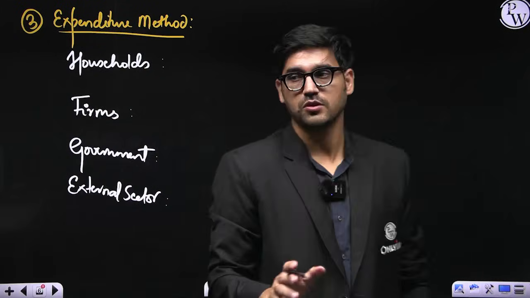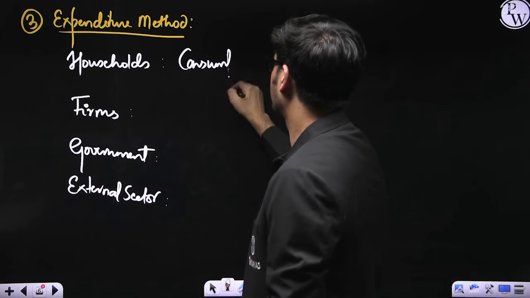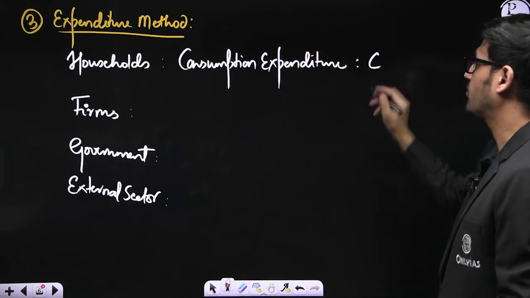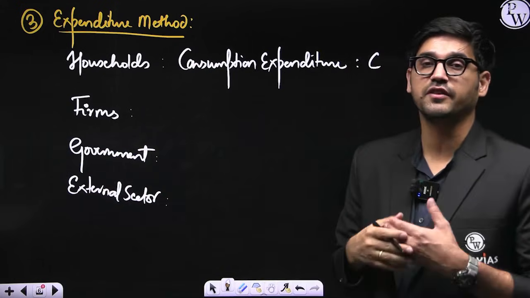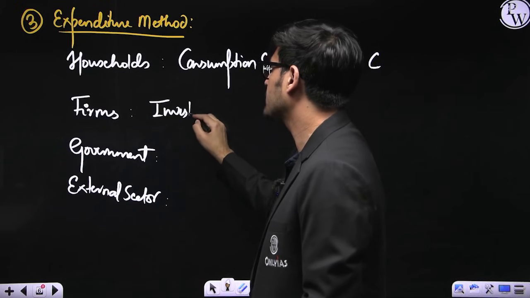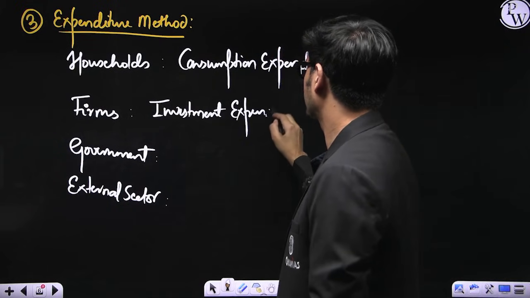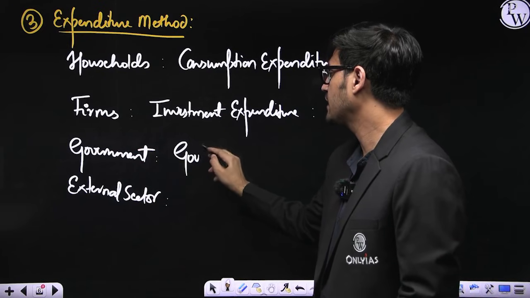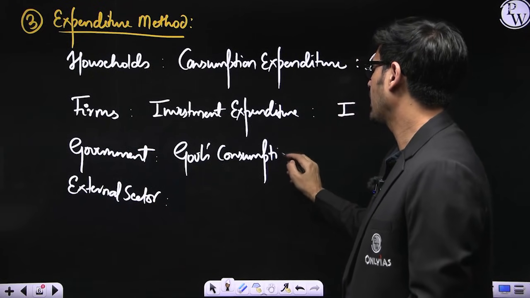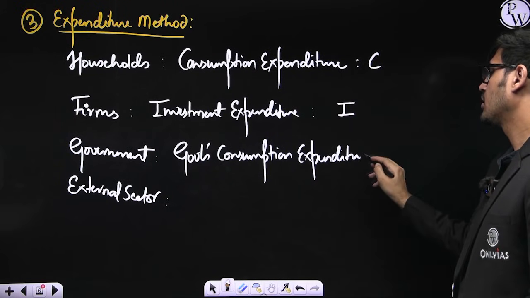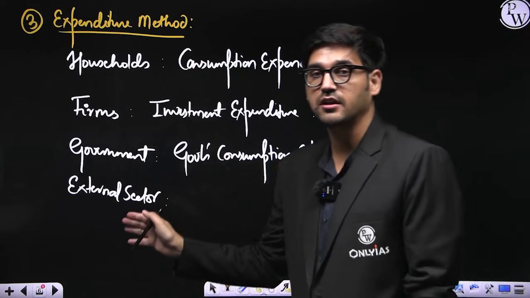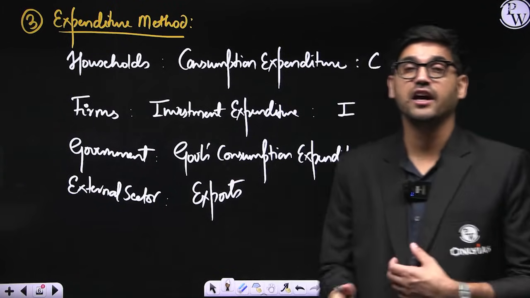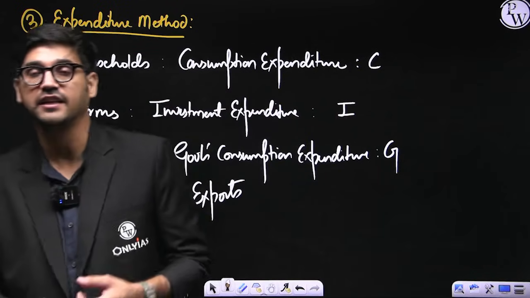The expenditure made by the households, we will call this consumption expenditure, because typically households will buy consumer goods and services. The money that they spend on it, we will call it consumption expenditure, denoted by C. Similarly, the expenditure that the firms make, we call this investment expenditure, sometimes simply investments. This will be denoted by I. The expenditure that the government makes, we call it government's consumption expenditure. This will be denoted by G. And the expenditure that the rest of the world has made on output produced by you, this is going to be called exports.